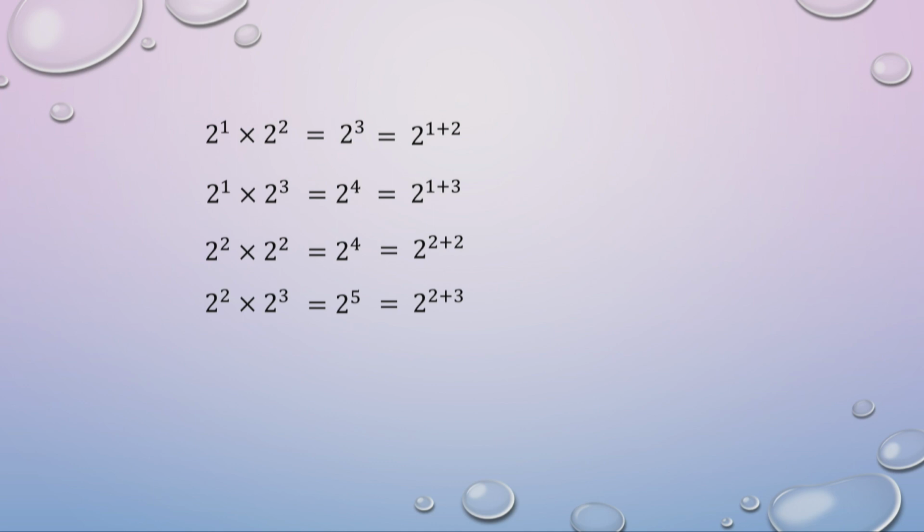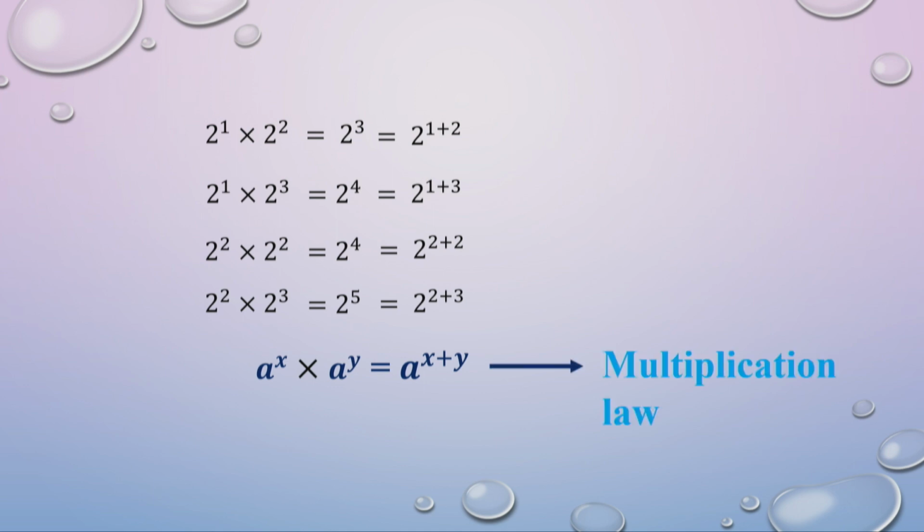So what can you observe? You can see that we are adding the powers to get the answer. In other words, a to the power of x times a to the power of y will give me a to the power of x plus y. And this is what we call the multiplication law of indices.